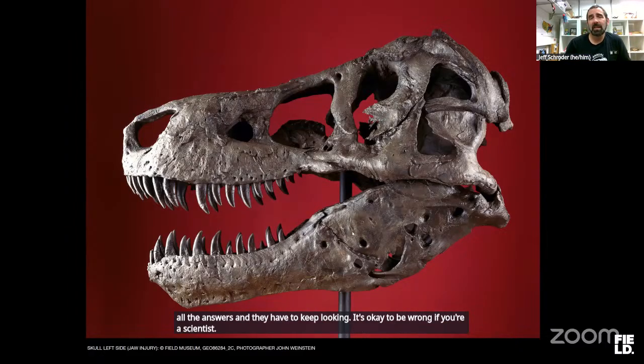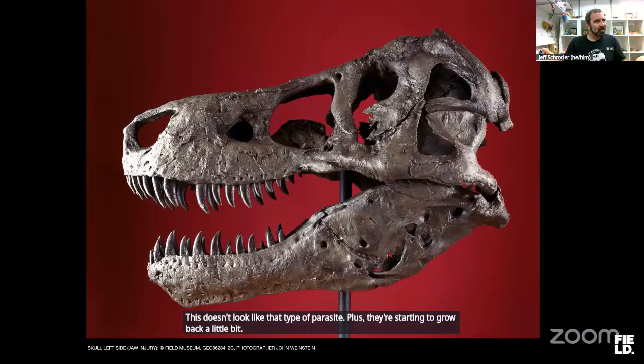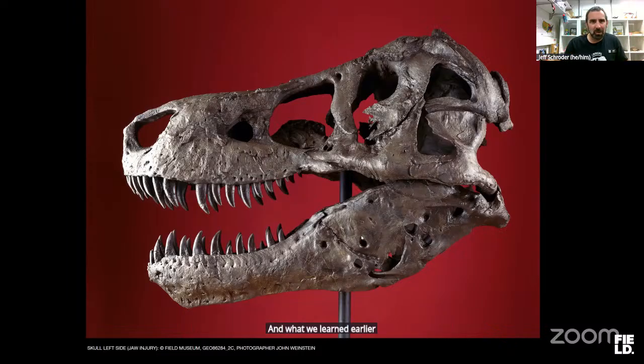So one of our paleontologists, Jingmei O'Connor, took a look at this a couple of years ago and she said, no, this doesn't look like that type of parasite. Plus, they're starting to grow back a little bit. And what we learned earlier is that dead things don't keep growing. So these holes very likely did not kill Sue and probably are not that parasite. What are they? Well, that has become another of Sue's many mysteries, but we are studying it still.